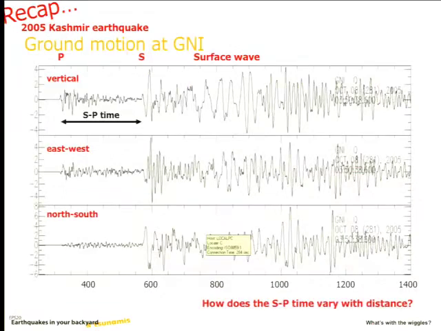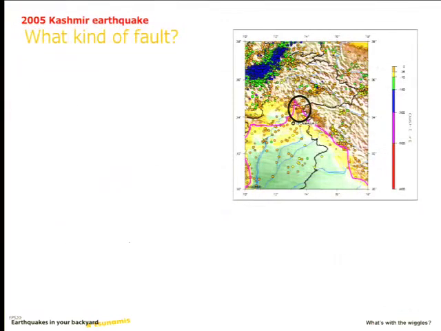Okay? So if we come back to this particular earthquake, now I'm going to ask you to tell me, what's going on? Here we go. What kind of fault do you think that this earthquake occurred on? So this is now a topography map. This is high topography, this is low topography, this is in Pakistan. So what kind of fault? Sorry. Yeah, anybody want to guess?